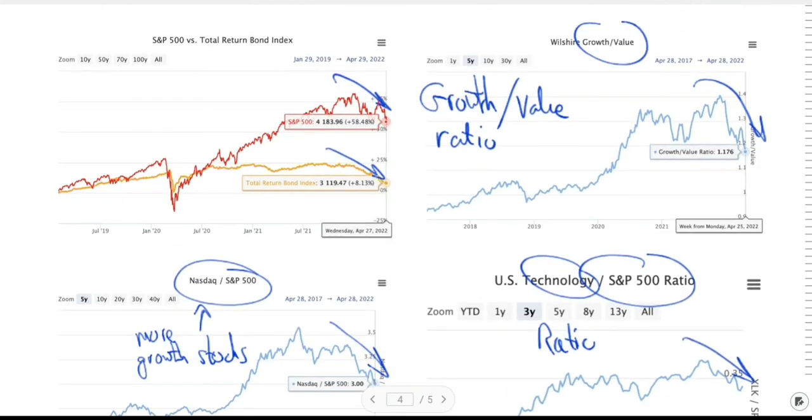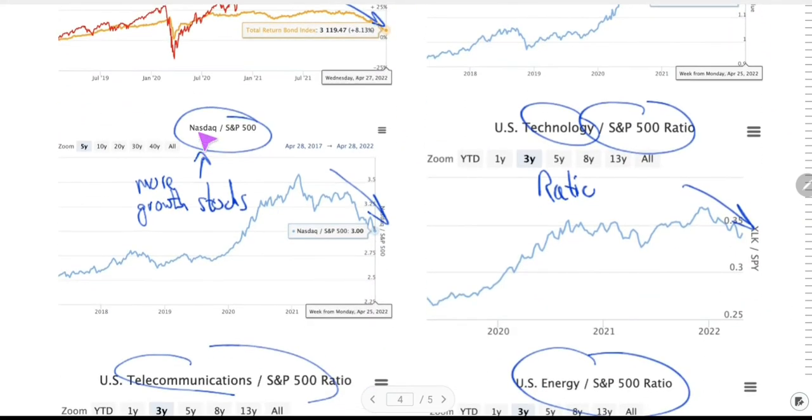Okay, let's look at a few more ratios. We have here the growth to value stocks. So of course the growth stocks are underperforming the value stocks. The value stocks are the more stable. The growth stocks require lower interest rates. We have the SP 500 versus the total bond. Both of them are going down. We have here the Nasdaq versus the SP 500. We said that Nasdaq has more growth stocks, so it's going down.